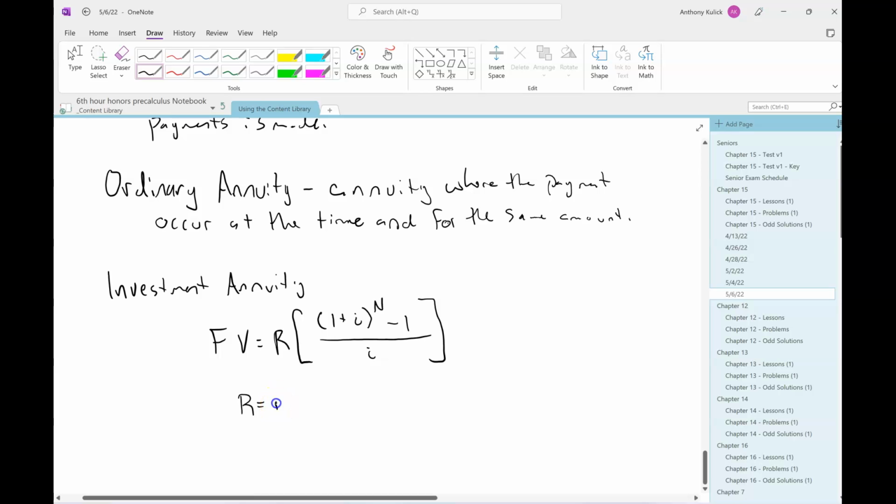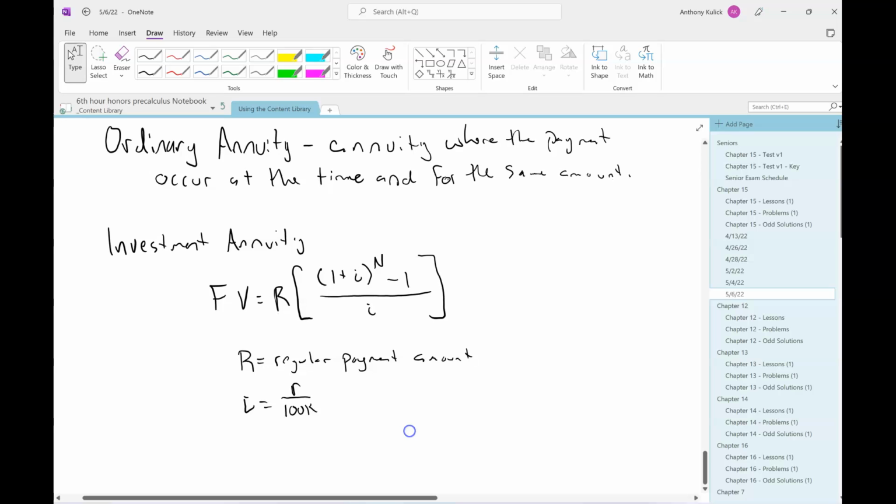R is that regular payment amount. So that's whatever your monthly payment is or whatever. I is just going to be r over 100K. And cap N is just n times K. Where that r, K, and lowercase n are still the same as what we've been using in the previous equation, so I'm not going to redefine those. Feel okay with everybody on what everything means?